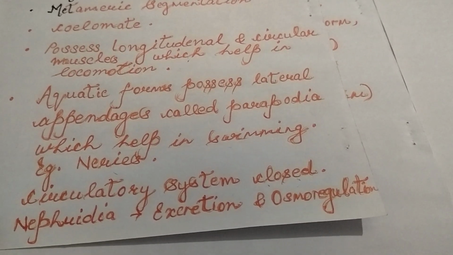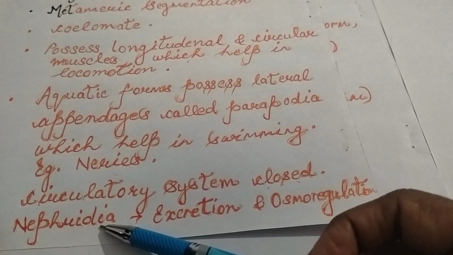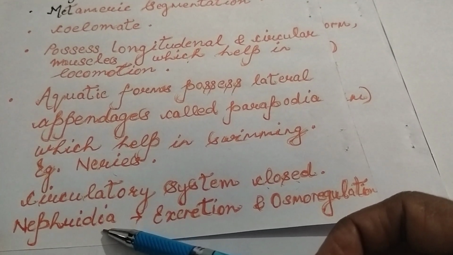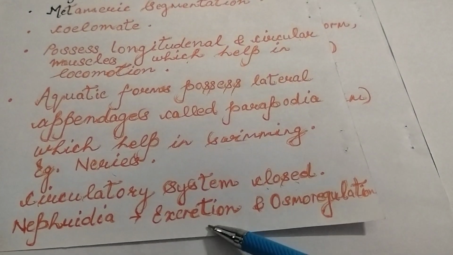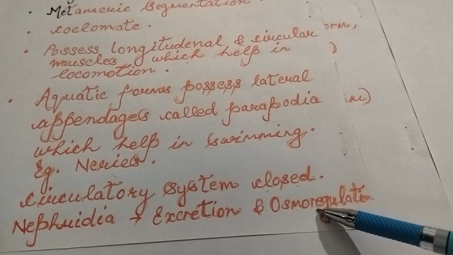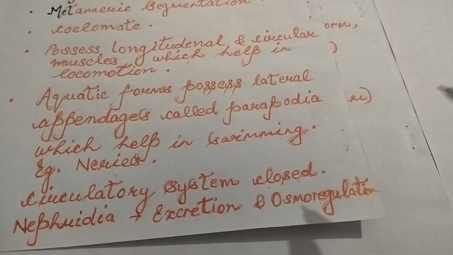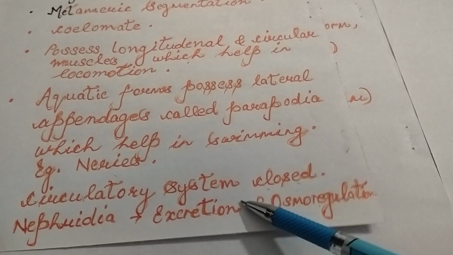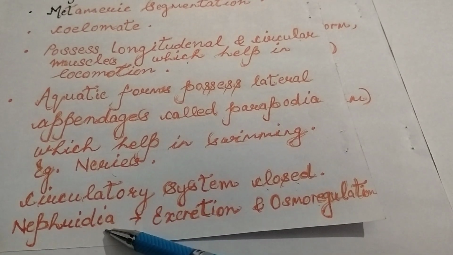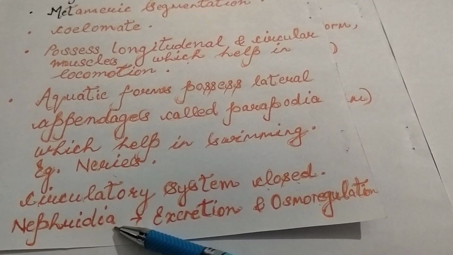Now important: excretion and osmoregulation. We have specific organs called nephridia. Nephridia in annelids are the organs of excretion and osmoregulation. Just now we have studied that there are specific organ systems. So there is a specific system for the excretion of the waste substance, and we have specific organs here, and those organs are called nephridia. You have to learn them.